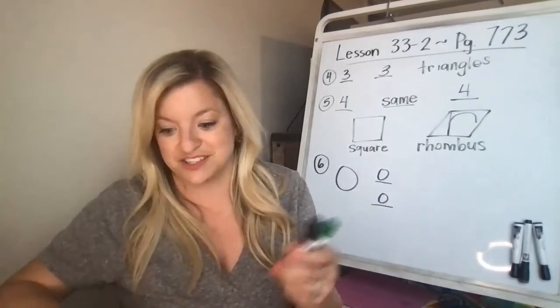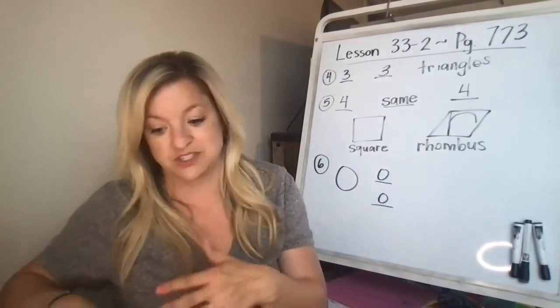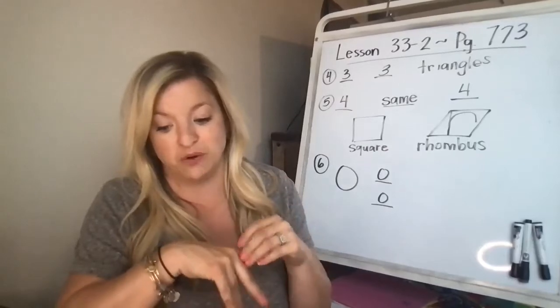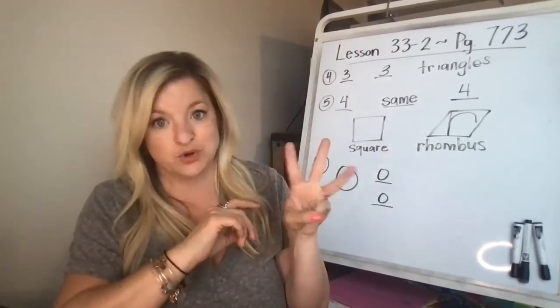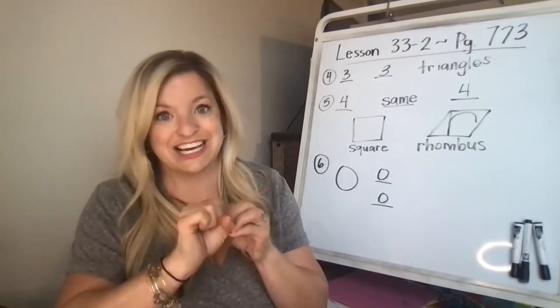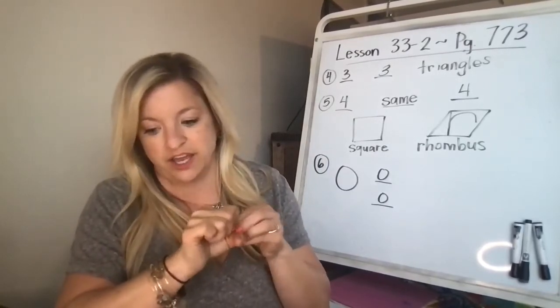Number 7. These are the practice pages. So again, it shows you at the top, it says here are some shapes you know. Triangle, 3 sides, 3 corners. Rectangle, 4 sides, 4 corners. Hexagon, 6 sides, 6 corners. Okay.